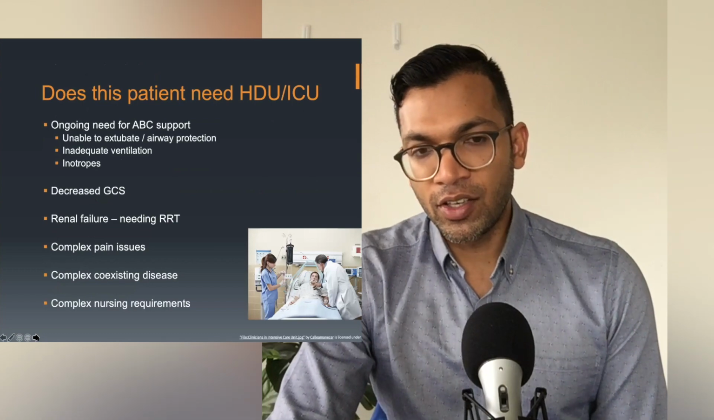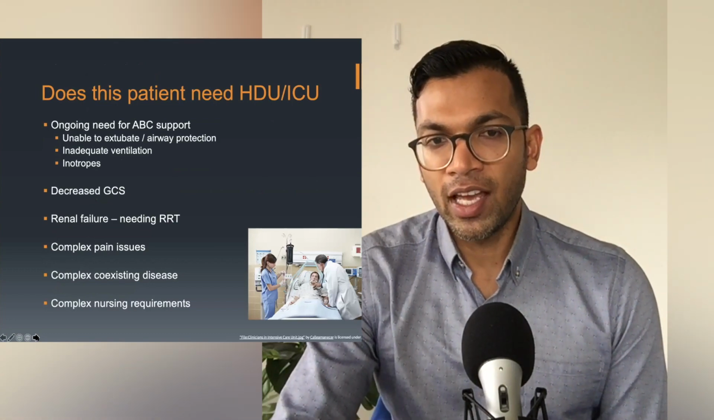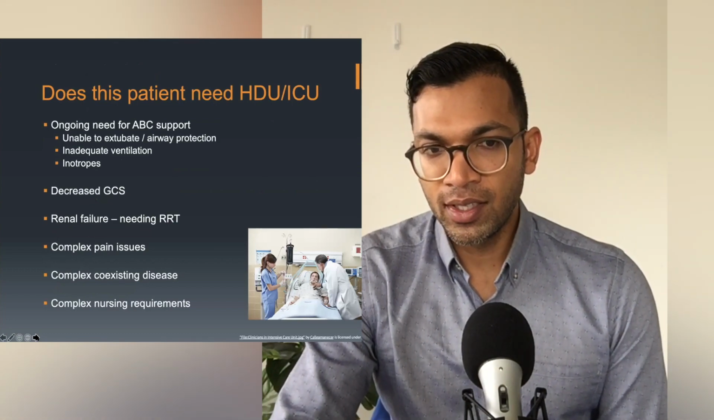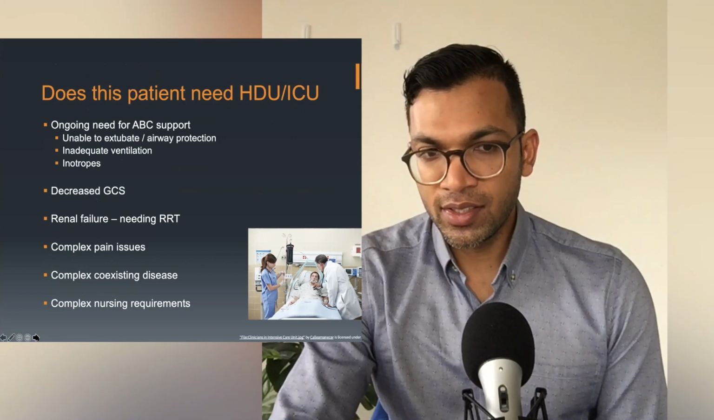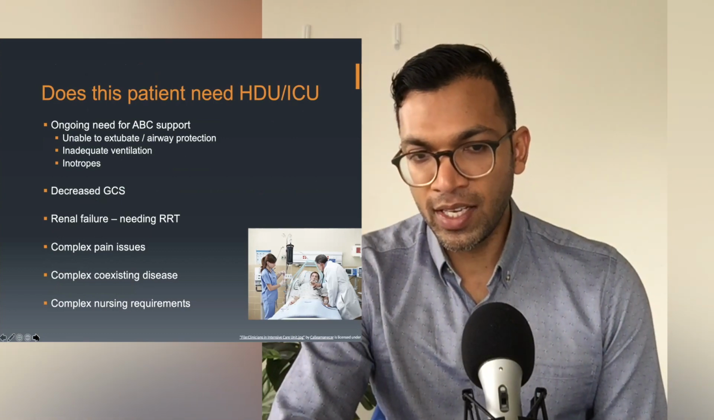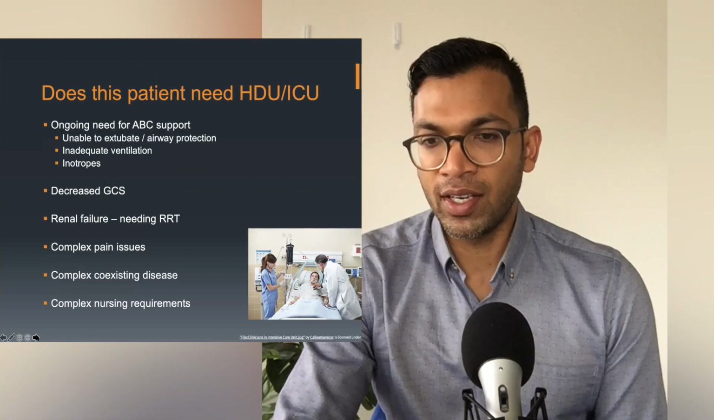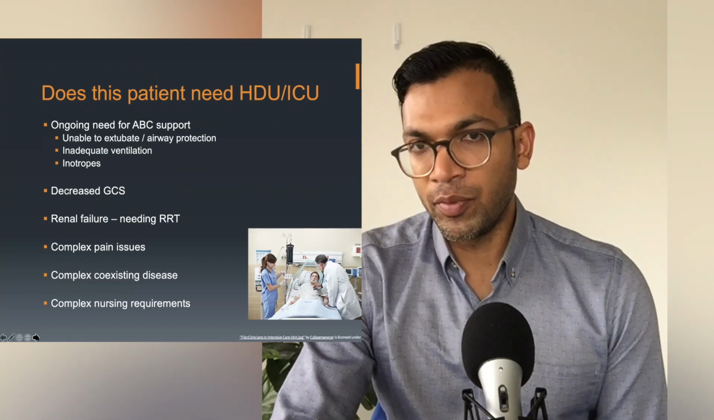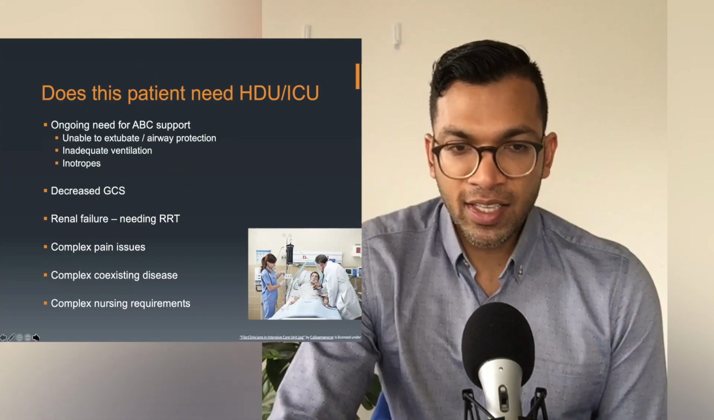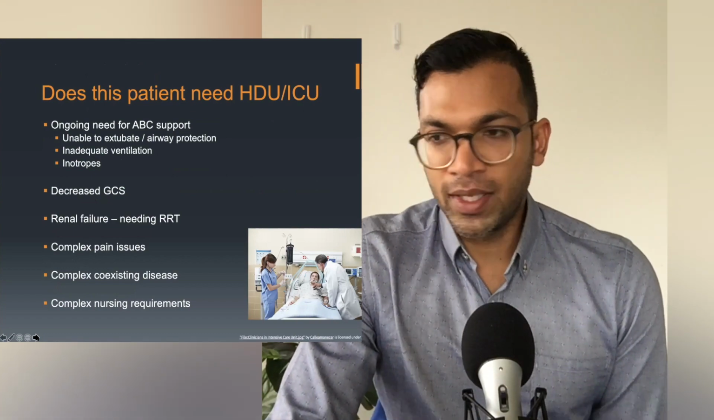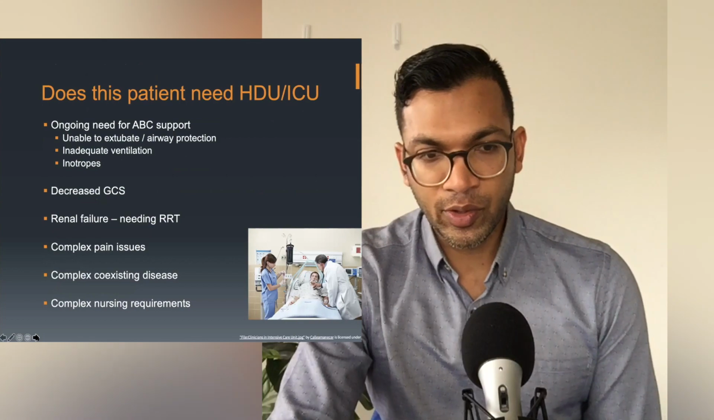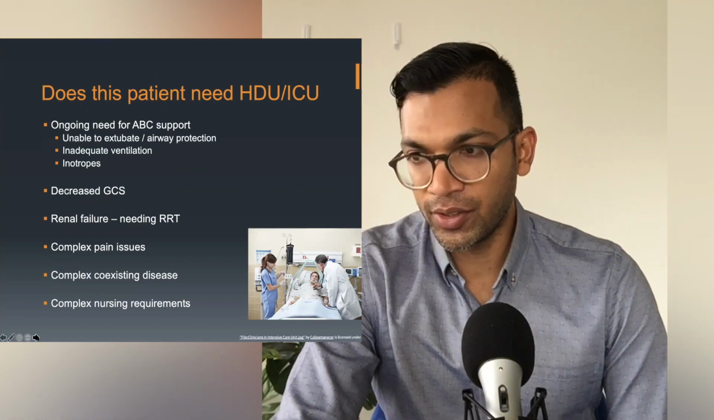And this is often for these indications. So ongoing airway, breathing, circulation support. Do they have a decreased GCS for any reason? Renal failure, complex pain issues. Imagine that patient on Suboxone high dose, having a very high risk operation. It will be just so hard to titrate the medications. That's why you might need ICU. Complex coexisting disease or complex nursing requirements. All good reasons to refer to HDU.